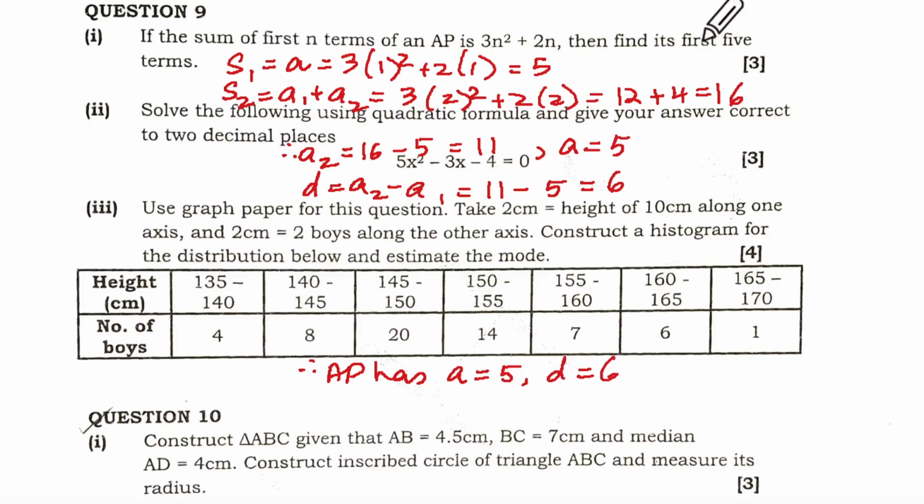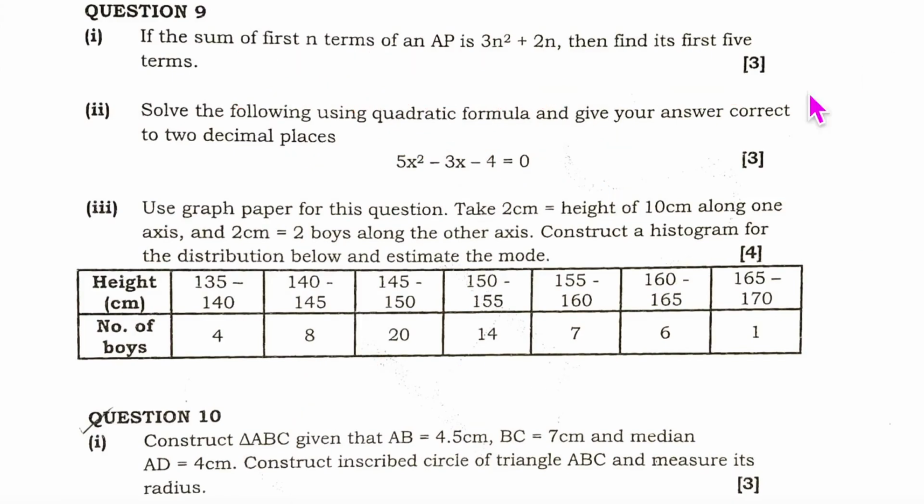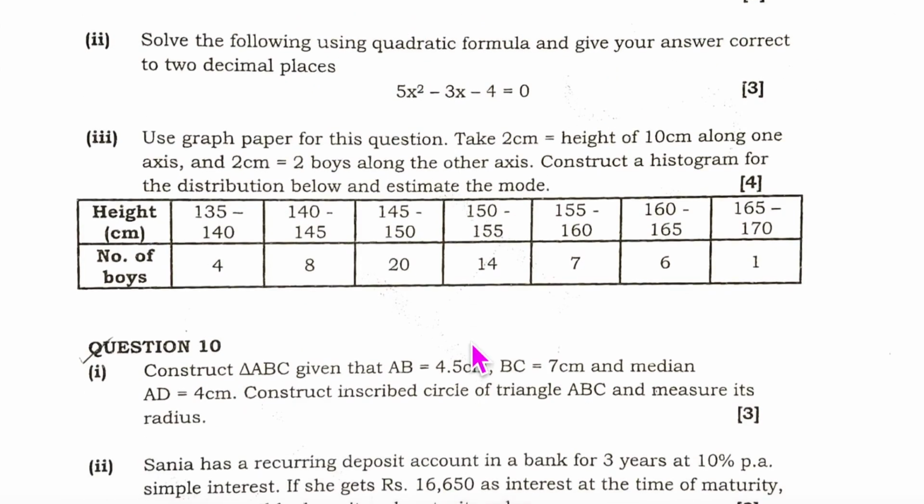Now they say find the first 5 terms. So therefore the first 5 terms will be 5, 5 plus 6, then 5 plus 2 into 6. Understanding? Plus 6 plus 6 plus 6 you'll have to do. Understanding, right? It's doable. You could show just plus 6 plus 6, or you can say 2D, 3D, 4D. Understanding? Keep adding that.